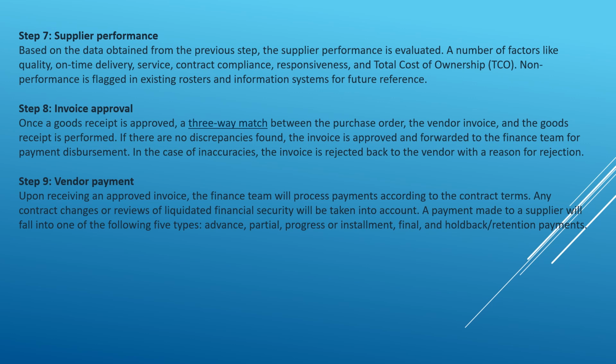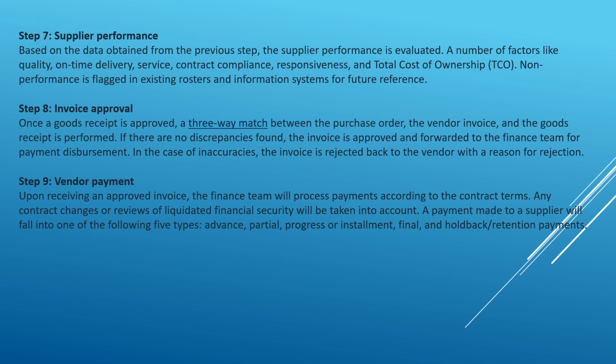Vendor payment. Upon receiving an approved invoice, the finance team will process payments according to the contract terms. Any contract changes or reviews of liquidated financial security will be taken into account. A payment made to a supplier will fall into one of the following five types: advance, partial, progress or installment, final, and holdback or retention payments.